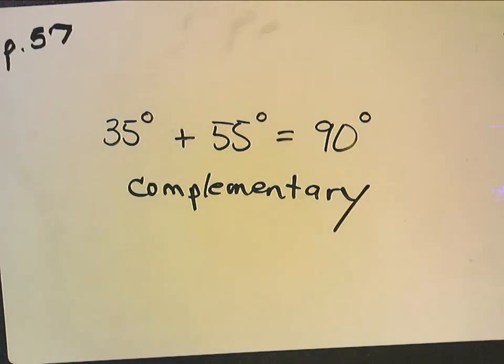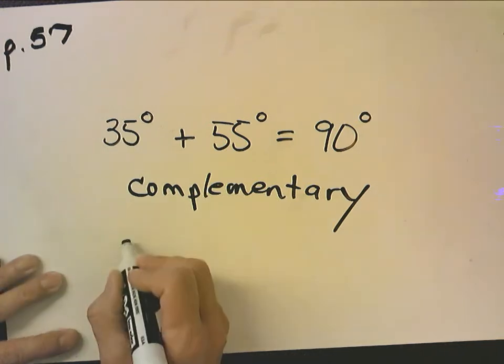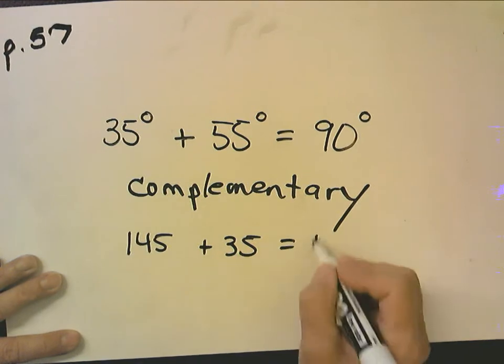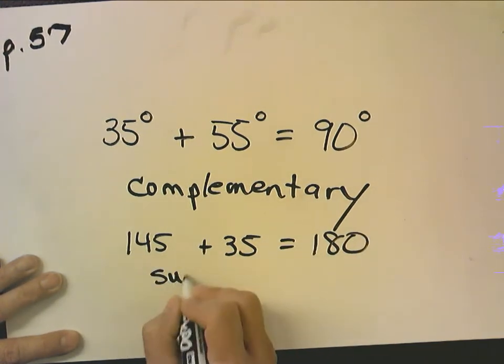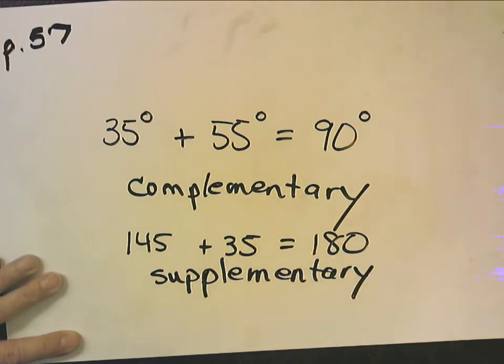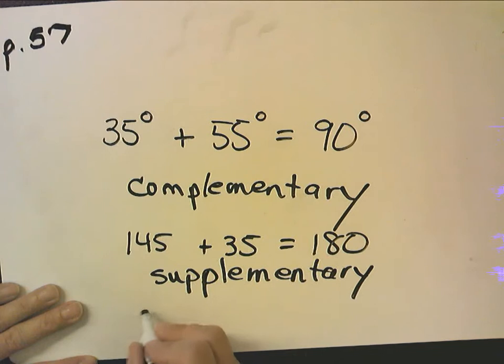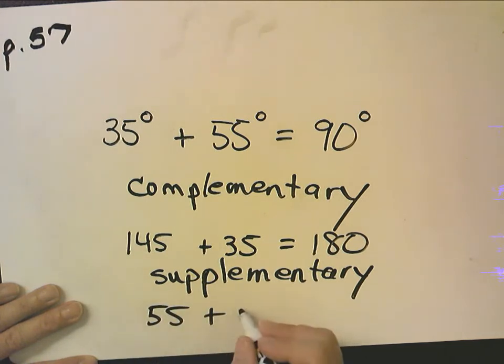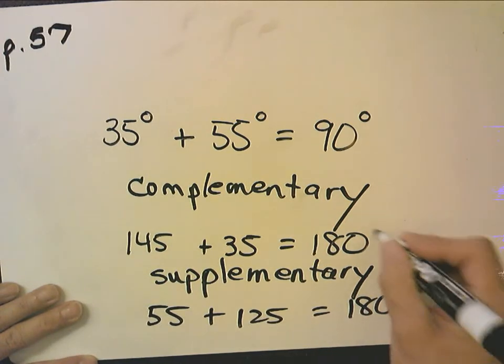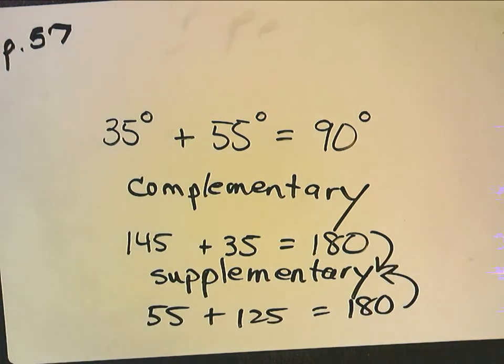Now, I want everyone to stop the tape and try to do B and C on your own. Start it when you're done. Okay, so now P and Q. So P is 145 degrees. Q is 35 degrees. They add up to 180. Because they add up to 180, they are supplementary. And then the last one, R is 55. S is 125. They add up to 180, and because they add up to 180, they are also supplementary.